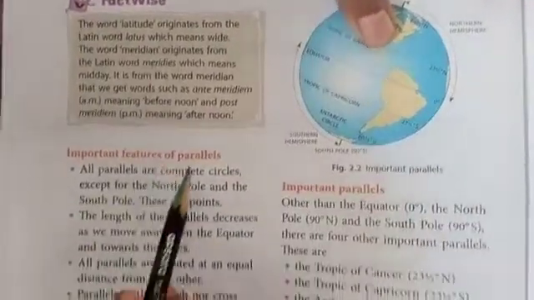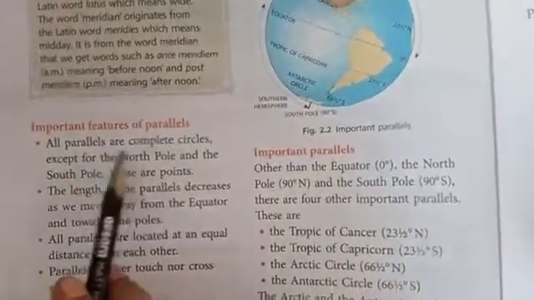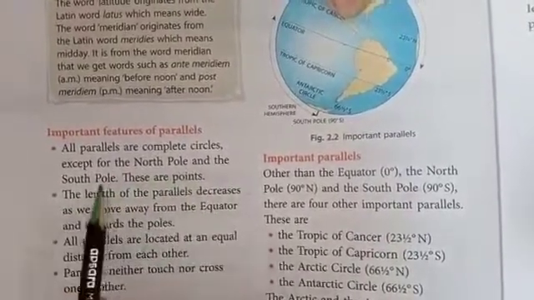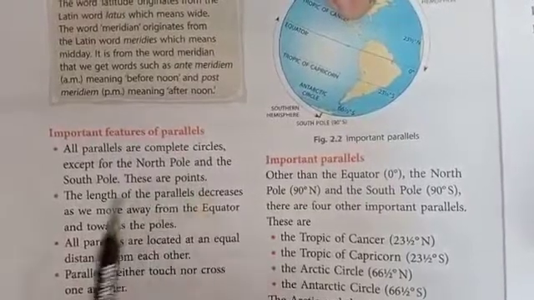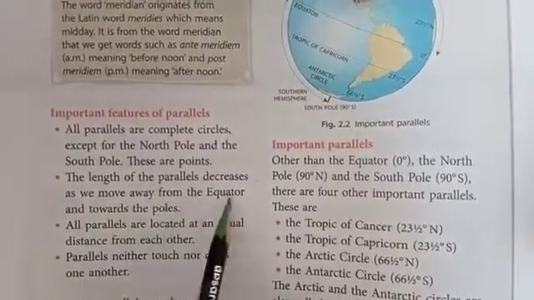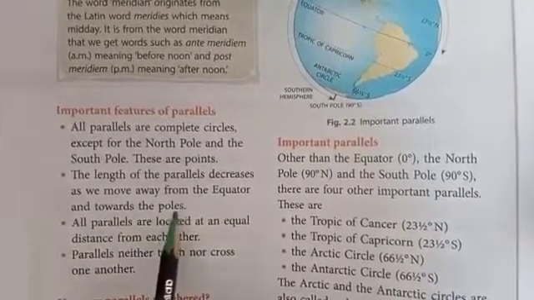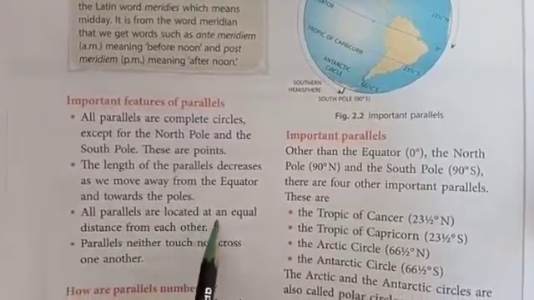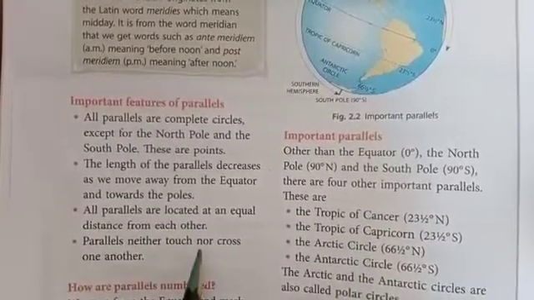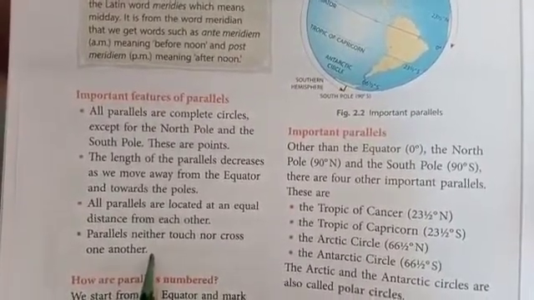Here are important features of parallels. All parallels are complete circles except for the north pole and the south pole. These are points. The length of the parallels decreases as we move away from the equator and towards the poles. All parallels are located at an equal distance from each other. Parallels neither touch nor cross one another.